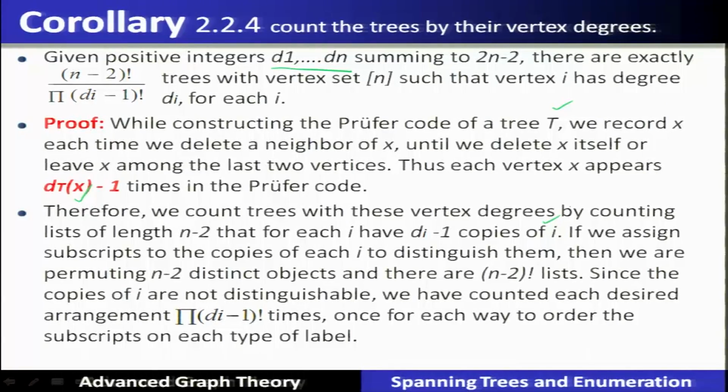If we assign subscripts to these copies of i to distinguish them, then we are permuting n minus 2 distinct objects, and there are (n minus 2) factorial such lists. Since the copies of i are not distinguishable, we have counted each desired arrangement how many times? (di minus 1) factorial, multiplied for all different i's, once for each way to order the subscripts on each type of label.